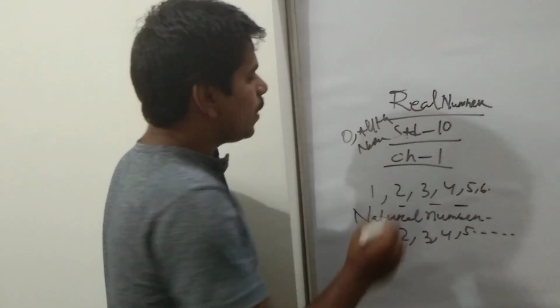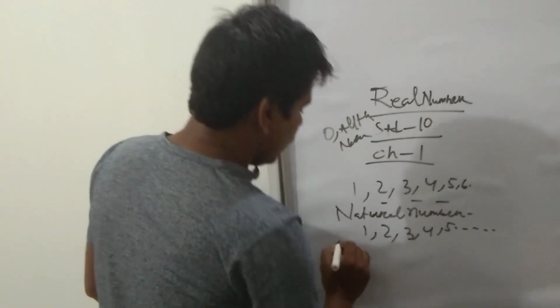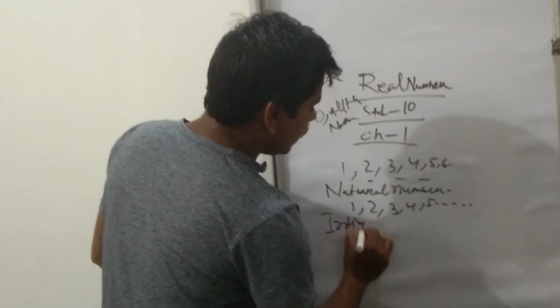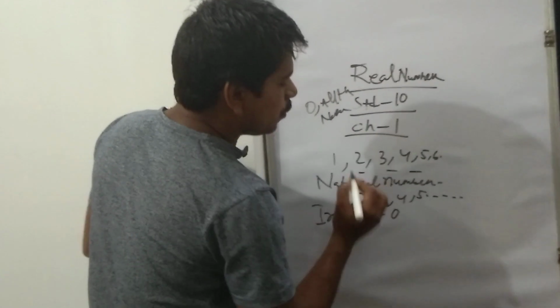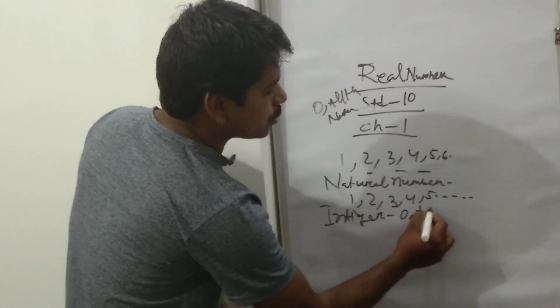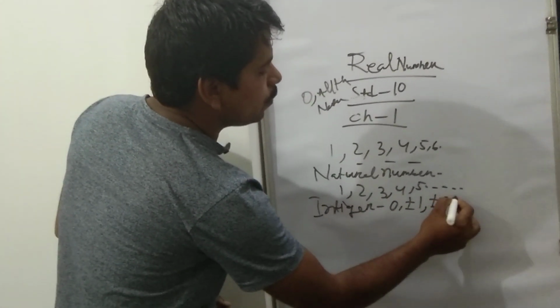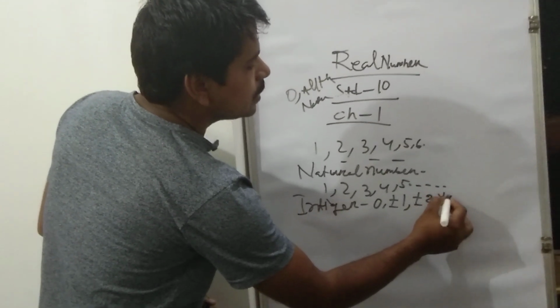For example, integer कौन है? integer के बारे में देखेंगे। integer 0, plus minus 1, plus minus 2, plus minus 3.